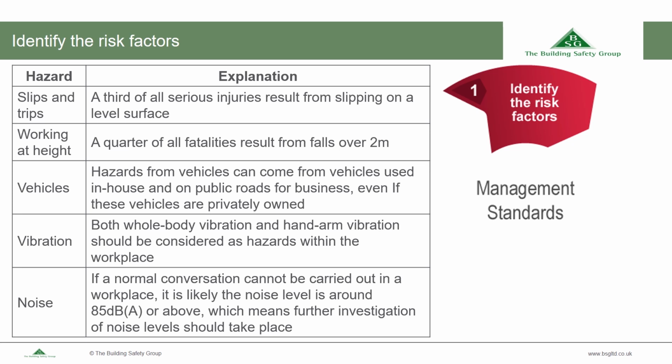Vehicles. Hazards from vehicles can come from vehicles used in-house and on public roads for business, even if these vehicles are privately owned. And vibration. Both whole body vibration and hand-arm vibration should be considered as hazards in the workplace. Noise. If a normal conversation cannot be carried out in a workplace, it is likely that the noise is around 85 decibels or above, which means further investigation of noise levels should take place.